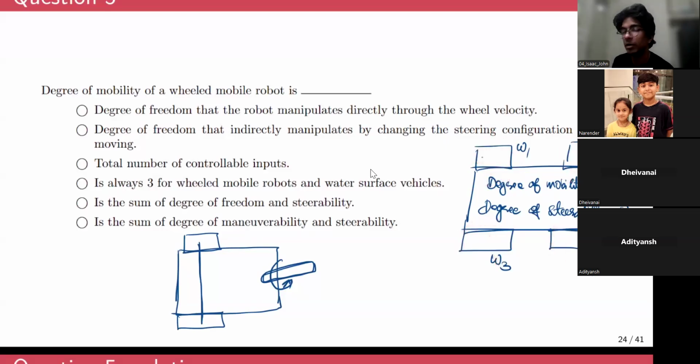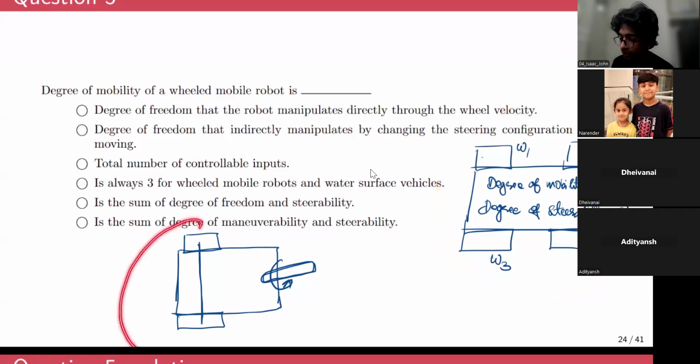And each of these motors will give individual inputs to each of these wheels. So that's what this degree of mobility is. The degree of mobility is the degree of freedom or the number of control inputs the robot manipulates directly through the wheel velocity. So in this case, the degree of mobility is 4, but since each of these wheels is fixed, they are not allowed to rotate. They cannot rotate like this. The degree of steerability is 0 in this system.